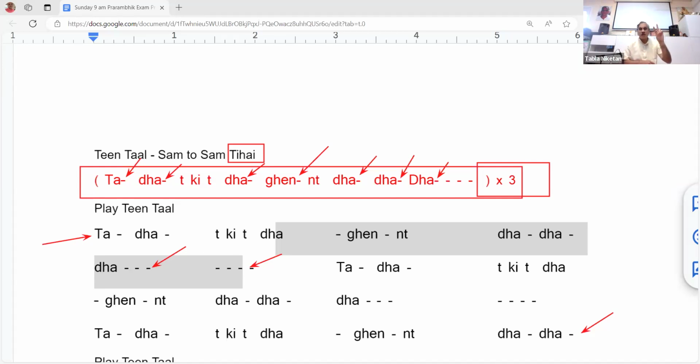If you are playing in two cycles of the tal, you will not be able to call it a sum to sum tihai. So an examiner may ask you, if I play this tihai in two cycles of the tal, will you still be able to call it a sum to sum tihai? No. Sum to sum means it must fit within one cycle, one avartan.